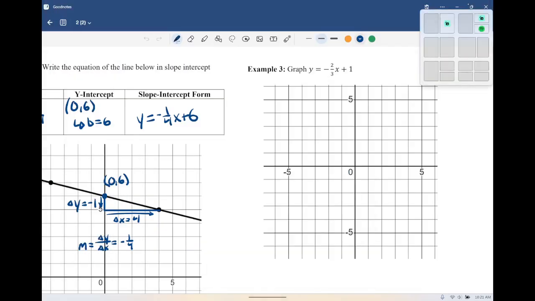When we are looking to graph in slope-intercept form, because that's what we have, graph y equals negative 2/3 x plus 1, there is a small checklist or steps that we want to make sure we follow. And so down below, I'm actually going to write out the steps as we do them.